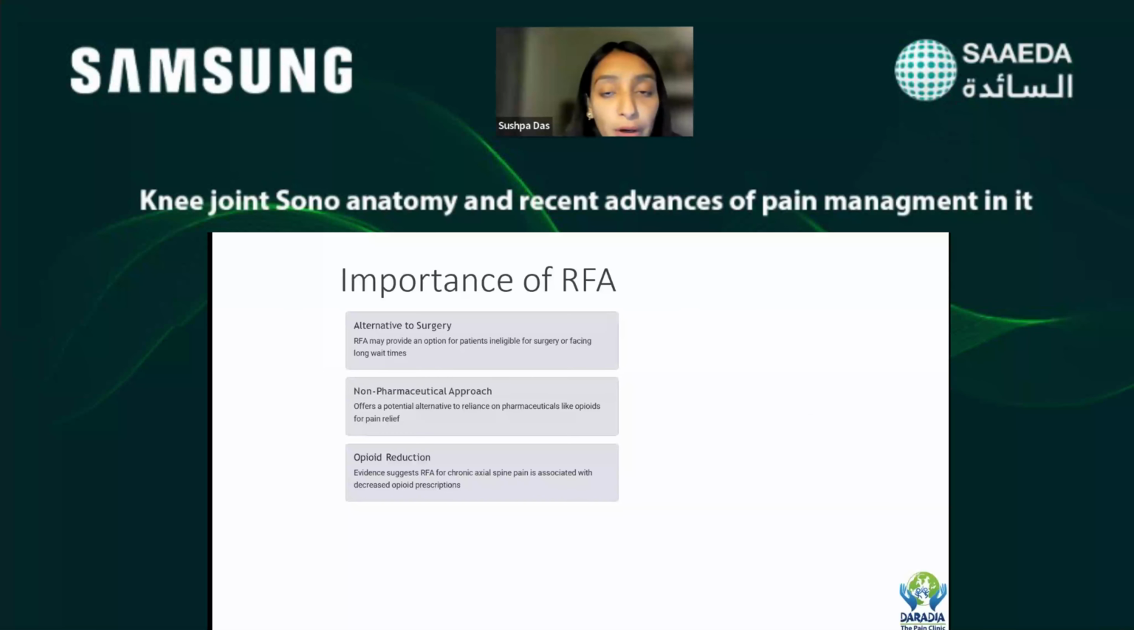Then what is the importance of radio frequency ablation? So why do we have to go for radio frequency ablation? Simple thing, if a patient wants to avoid all the pain of the surgery, it is a good intervention when medicines have failed, and you can go ahead without the surgery. And it reduces the opioid intake or the medicine intake for these patients.